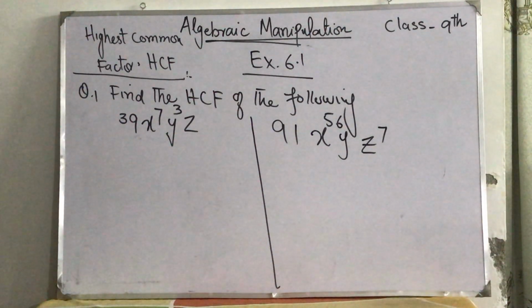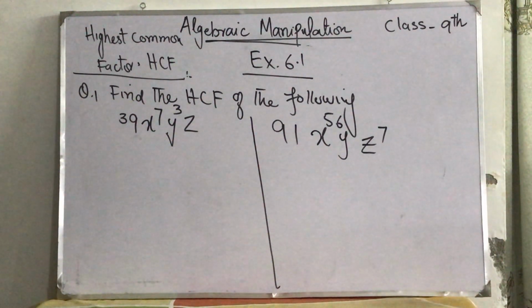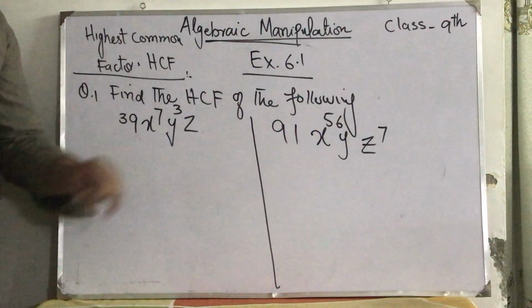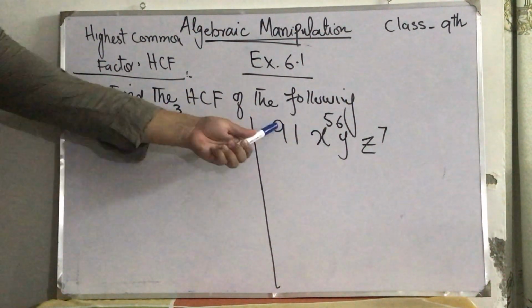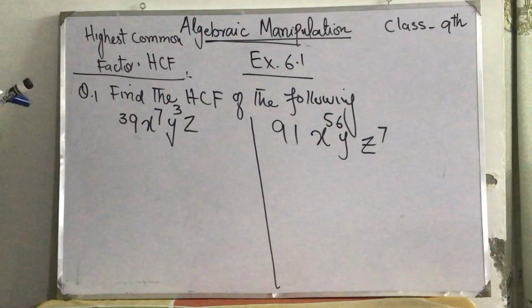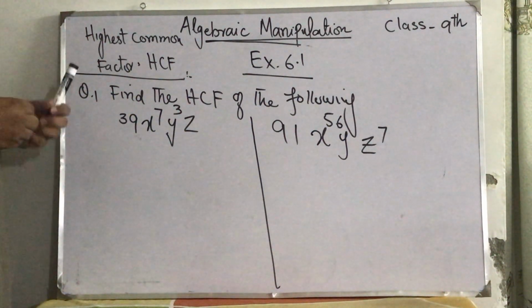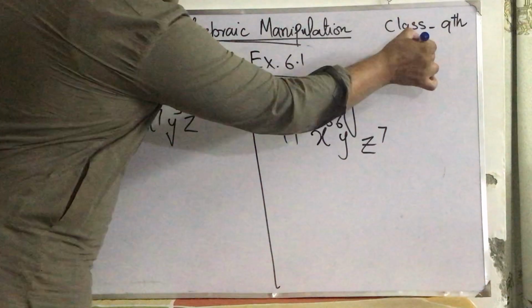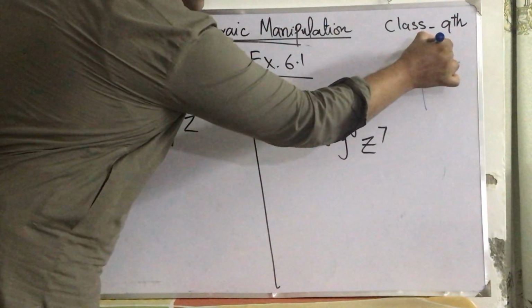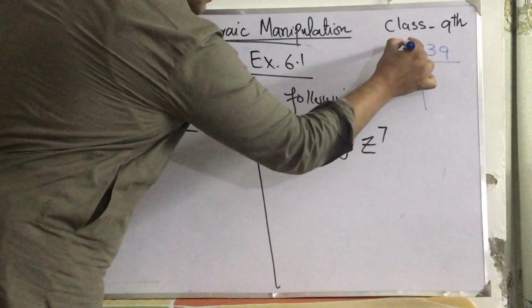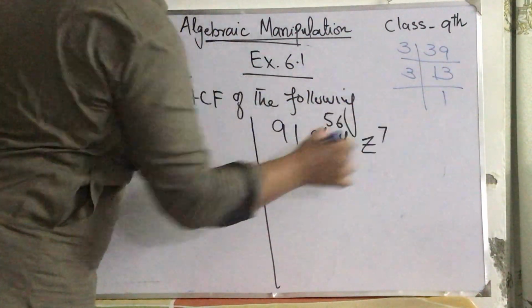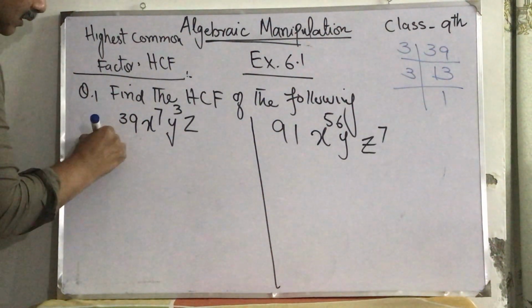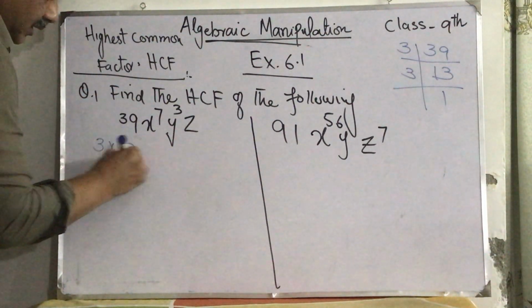That is our question. Now we have to write the factors. First we have numbers here, 39 and 91. So first of all, we write their factors by using prime factorization. 39 is 3 into 13, so we write here 3 into 13.